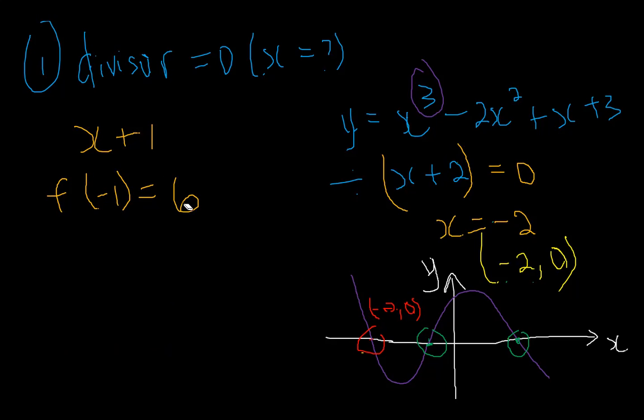So what does this tell me? Because I got a remainder that's not 0, I know for a fact that x plus 1 is not a factor of this polynomial expression. But you might be wondering, why isn't it a factor?